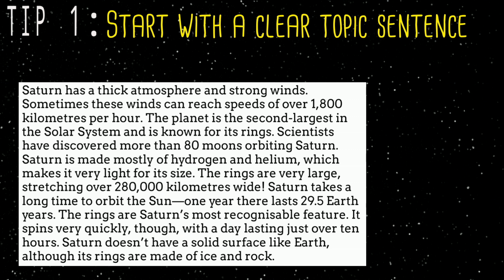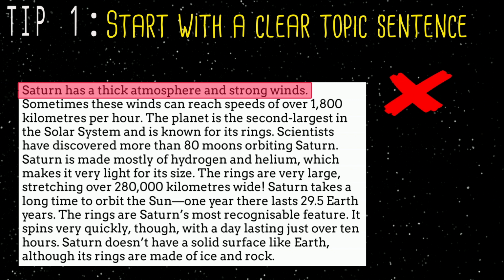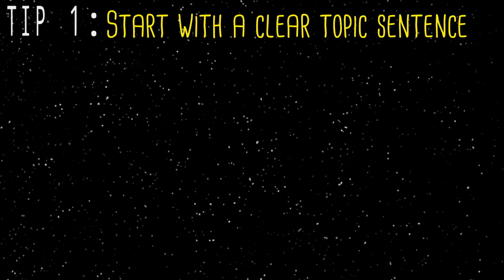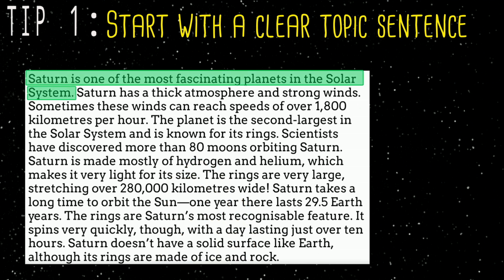Right now, my paragraph starts too suddenly. Saturn has a thick atmosphere and strong winds. This is not a good topic sentence because it jumps straight into details instead of introducing the paragraph. A better topic sentence would be, Saturn is one of the most fascinating planets in the solar system. Now, the reader knows what to expect. The paragraph will be about why Saturn is so interesting.